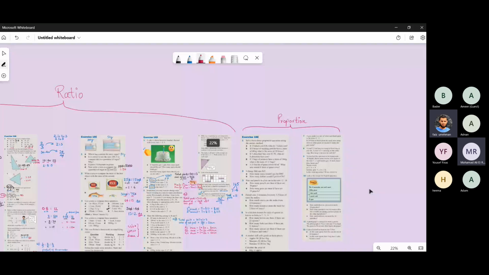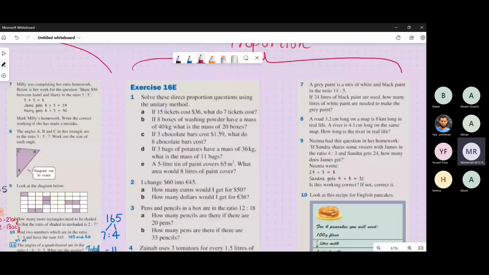Is everyone awake or someone is sleeping? I'm awake. I'm sleeping. Me too. MashaAllah. Keep on sleeping with open eyes. Yes.